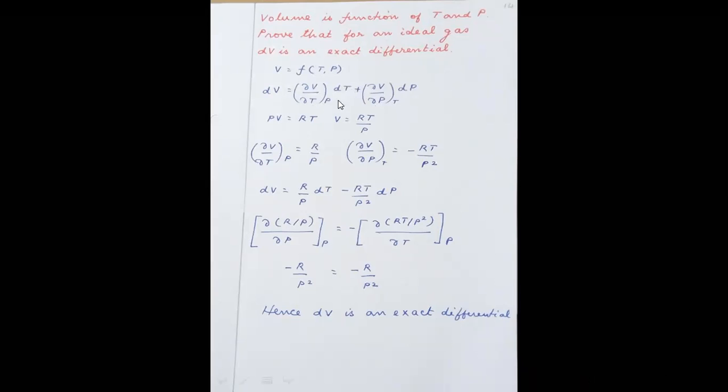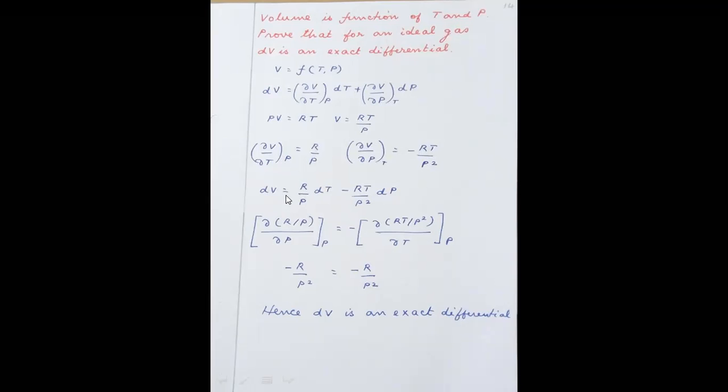Look here, according to the ideal gas equation PV is equal to RT. So volume is equal to RT by P. When I substitute this, I get (∂V/∂T) at constant pressure is equal to R by P. And when I differentiate this volume with respect to pressure, I get minus RT by P square.